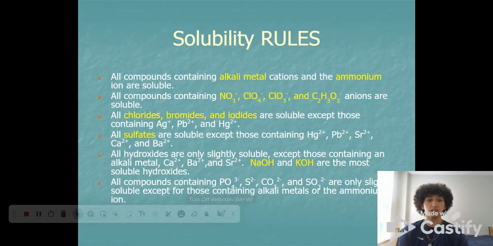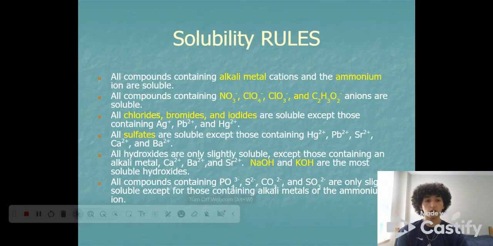Rule 2. All compounds containing nitrate, NO3-, perchlorate, ClO4-, chlorate, ClO3-, and acetate, C2H3O2-, are soluble. No exceptions. Nitrates always dissolve. Remember that.